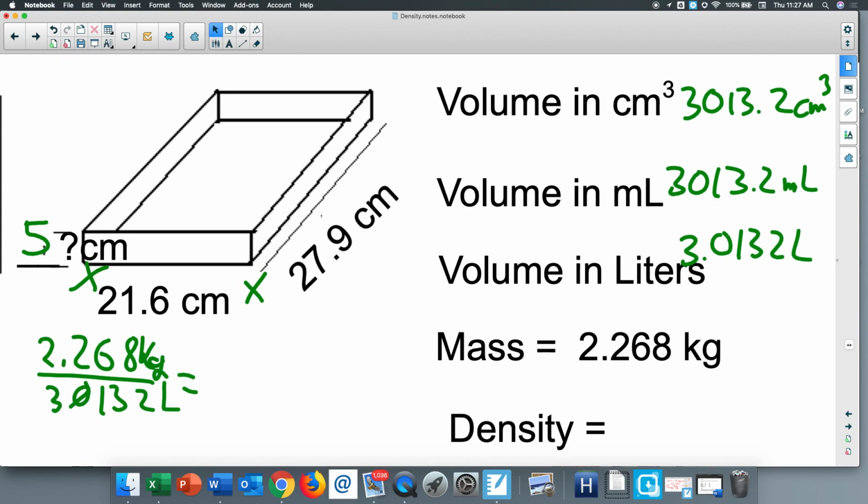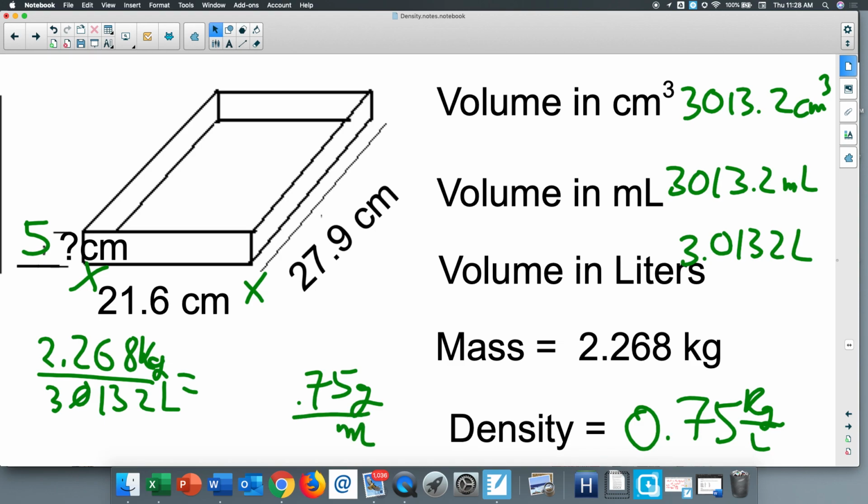I think our volume has some issues here. What did you get for the density? 0.75 kilograms per liter, which is the same as 0.75 grams per milliliter. That's also incredible. Like, how much would this size amount of water weigh? Like, if you had an equal tray of water, would it weigh more or less than that?